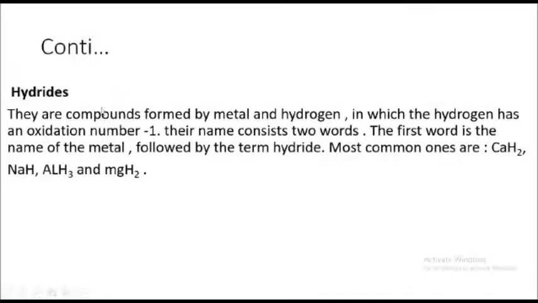They are compounds of two or more elements that are combined together by some type of bond. Hydrides are compounds formed by metal and hydrogen. After metal and hydrogen combine, the compound that is formed is called a hydride, in which the hydrogen has the oxidation number of -1.